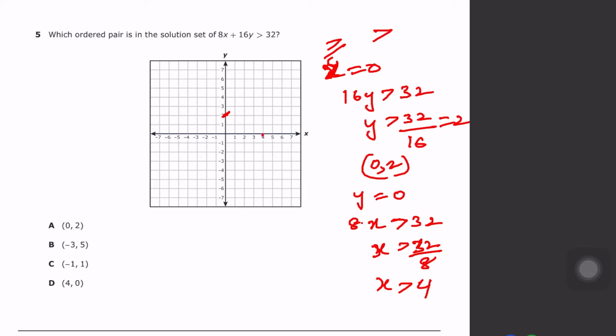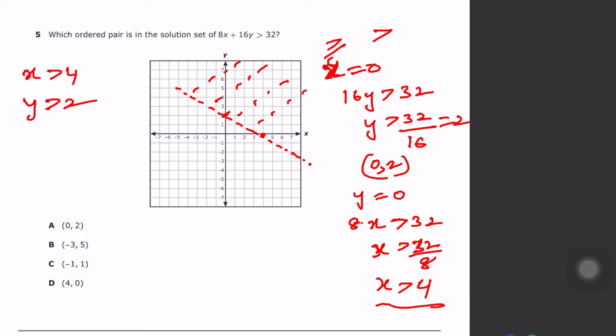So now here this is the line. Now you can draw a dotted line through this because it is greater than. Now x greater than 4 and y greater than 2 you're getting. So it will be all the values in this region. In this region, whatever values are lying, that will be the answer. So now we have to substitute these points and see where you're going to get it greater than 32.